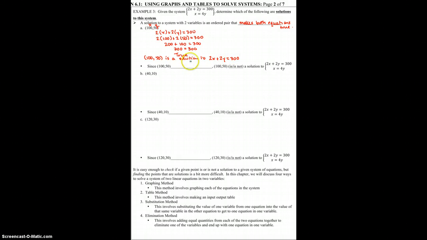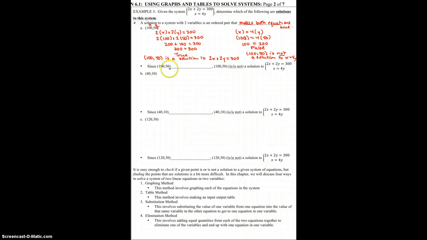But to be a solution to the system, it must also be a solution to our second equation. So let's try substituting these values in the second equation. So in place of x, we're going to put 100. And in place of y, we're going to put 50. So we get 100 equals 200, which is false. So 100, 50 is not a solution to our second equation, x equals 4y.